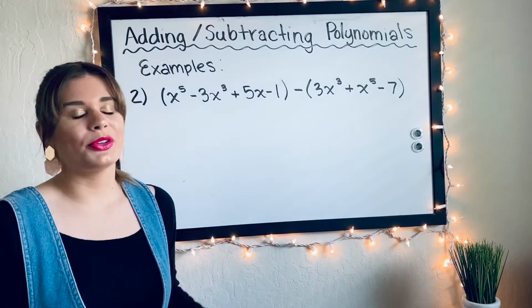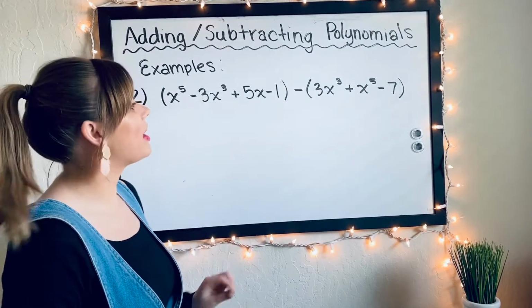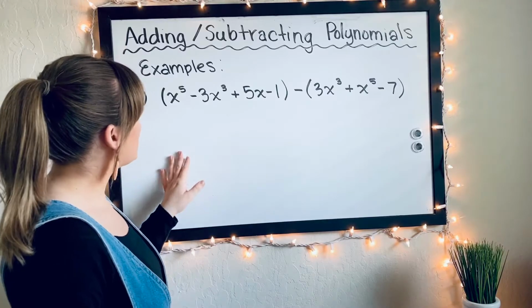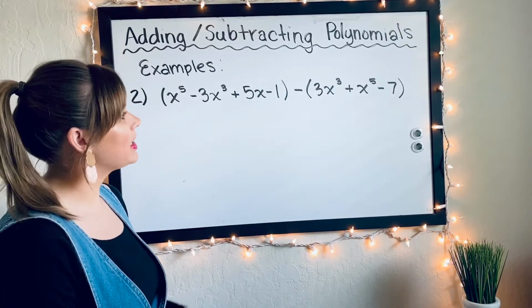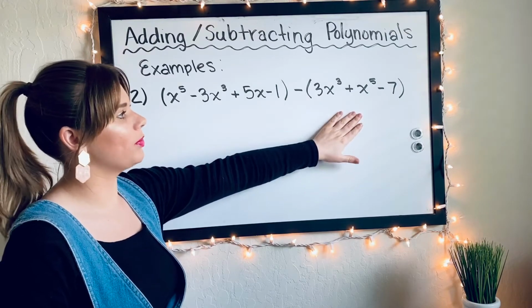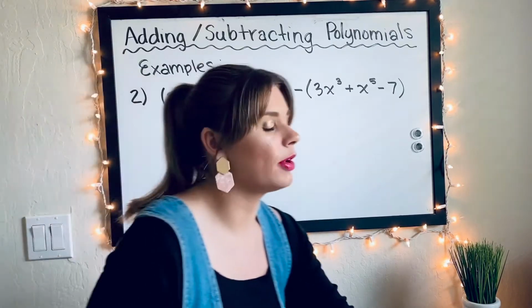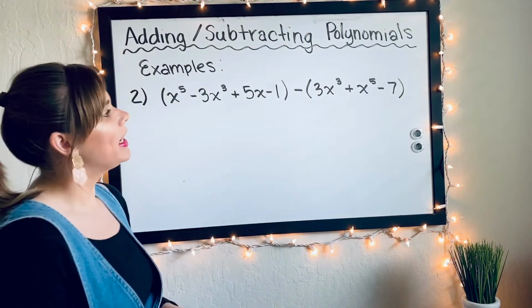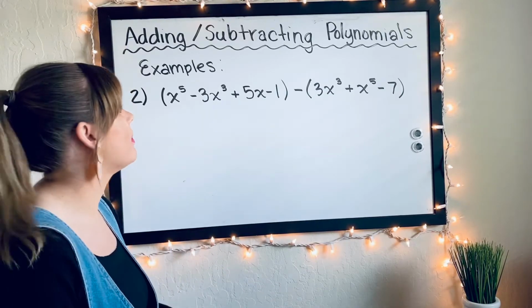Okay, so this example is really similar. Instead of adding two polynomials, I'm now going to subtract them. So I have x to the fifth minus 3x cubed plus 5x minus 1, notice they're in parentheses, minus 3x cubed plus x to the fifth minus 7. So I'm going to do the same thing where I'm going through each of these terms and I'm going to color code the ones that are actually like terms and can be combined.